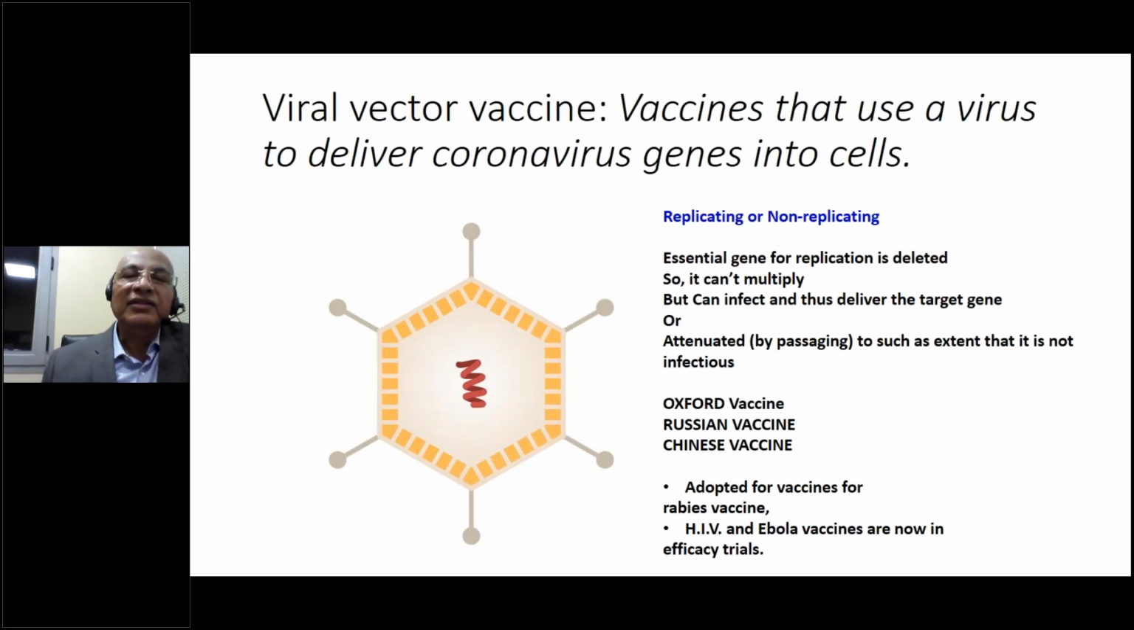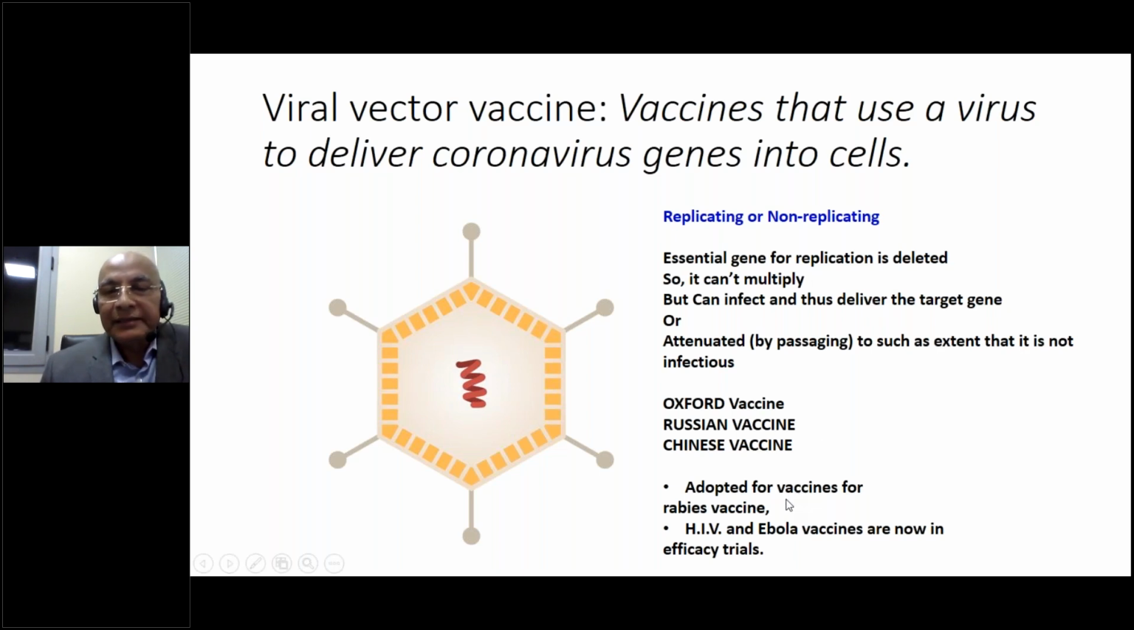Again, for viral vector-based vaccines, the Oxford vaccine is a viral vector vaccine, and the Russian and Chinese vaccines are also. The Russian vaccine and Chinese vaccine, in fact, have been approved by the authority of that government for use by military people. And the Oxford vaccine is a front runner, and it has a high potential of getting accepted and clearing phase 3 very easily. Again, we have discussed before that the essential gene is deleted, so they cannot multiply.